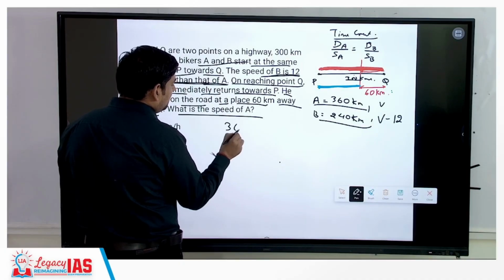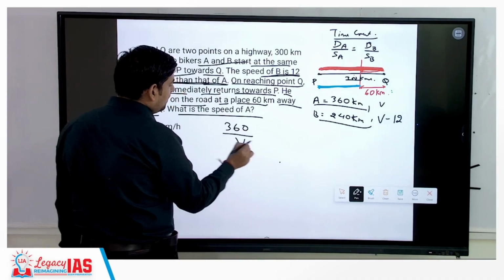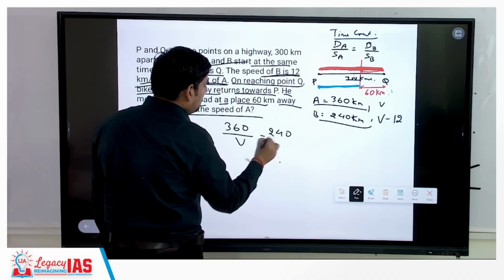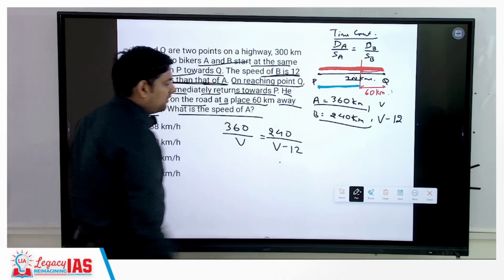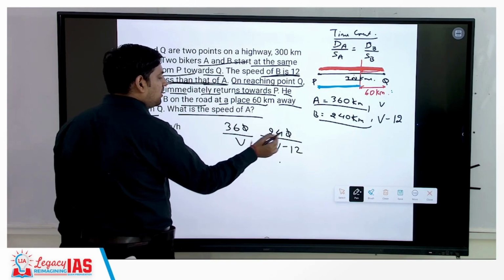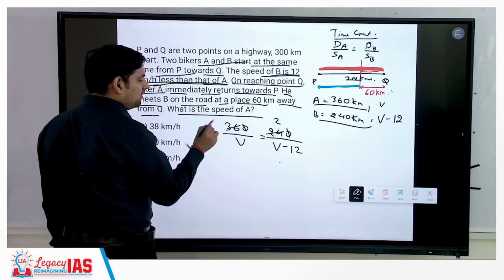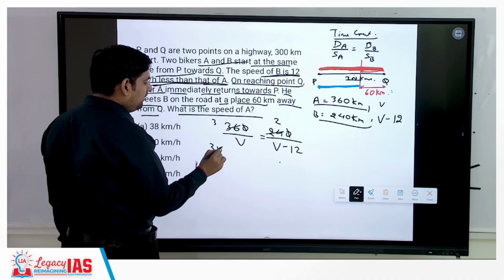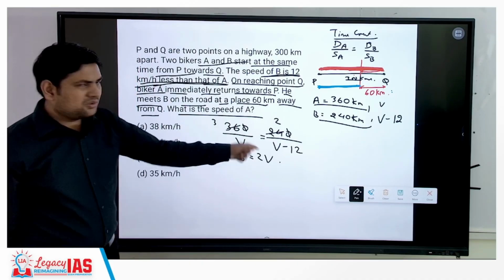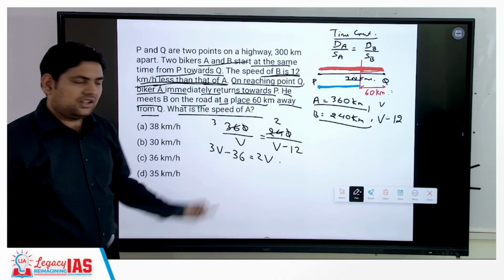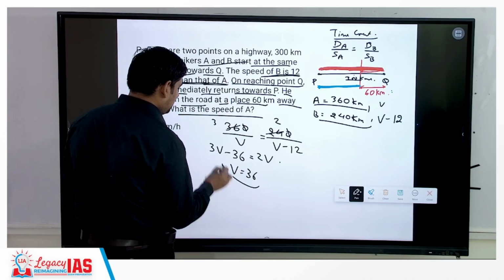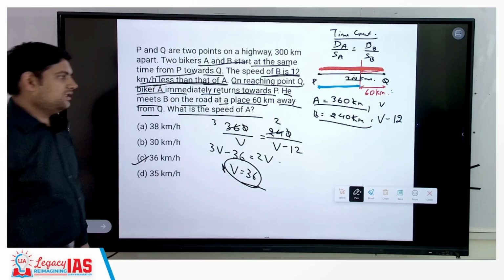So dA is 360, speed of A is V. dB is 240, and speed of B is V minus 12. Cancel them out: the zeros cancel. It will go 2 times with 12, and this will go 3 times. You send it here and you get 3V minus 36 is equal to 2V. Understood? Just cross multiplication. 36 can be sent there. What you will get is V is equal to 36. This becomes your answer.